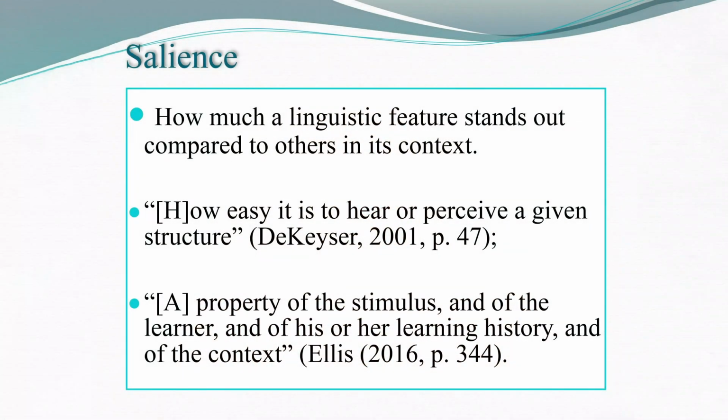A specific characteristic that is relevant to L2 form noticing and development is the salience of the forms. Now, salience is how much a linguistic feature stands out in its context, or how easy it is to be seen, perceived, or heard.